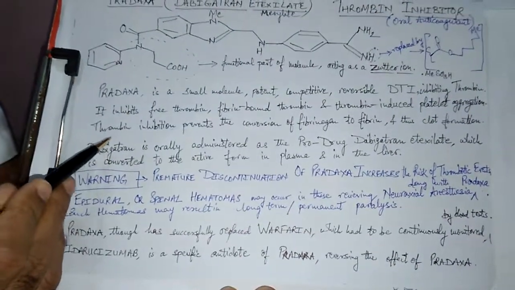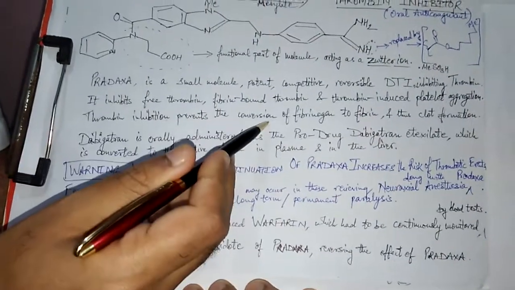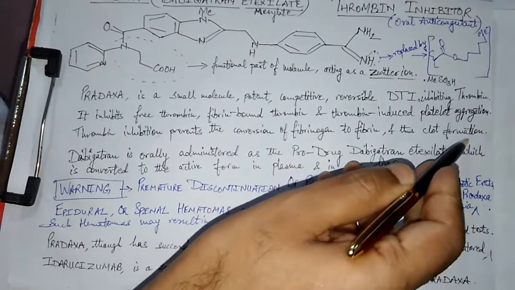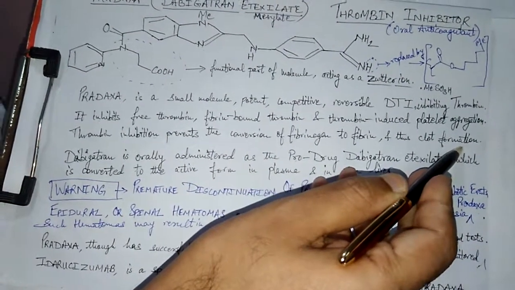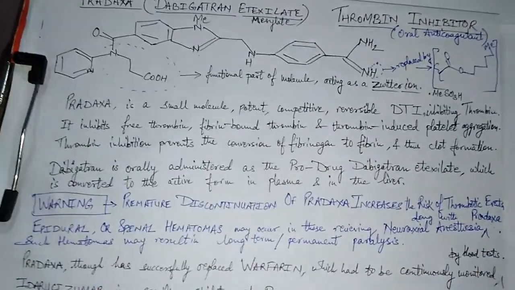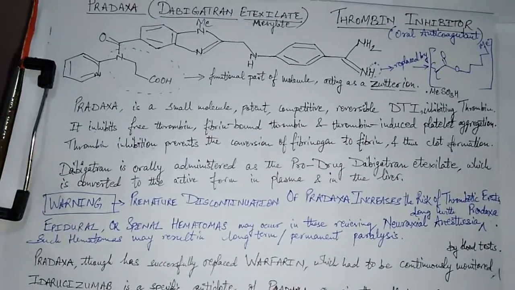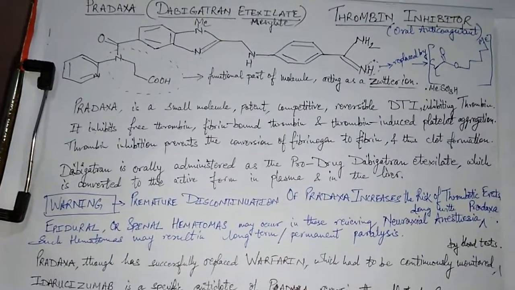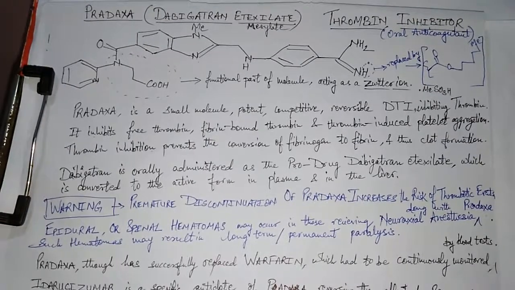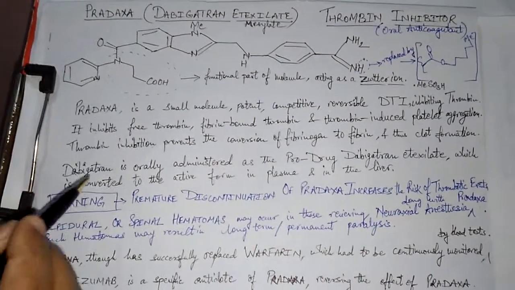Now, this thrombin inhibition prevents the conversion of fibrinogen to fibrin, and thus it prevents the clot formation. So blood clots are not formed and are prevented from forming. So these clots do not pose a health hazard on the subjects to whom this drug is being administered.